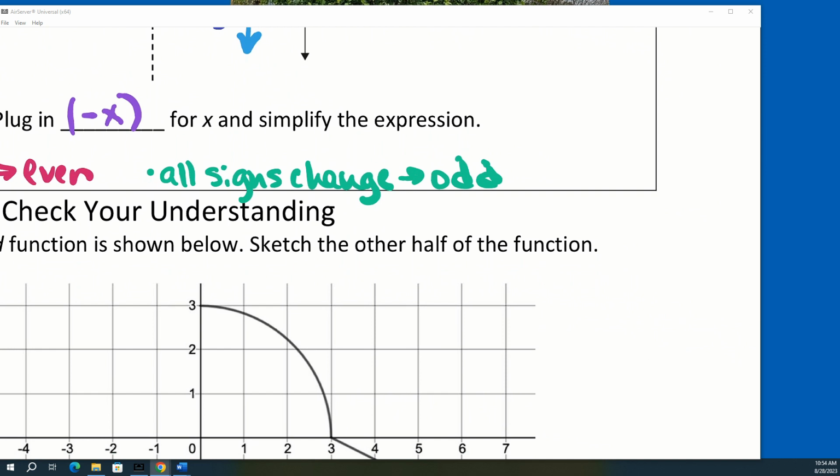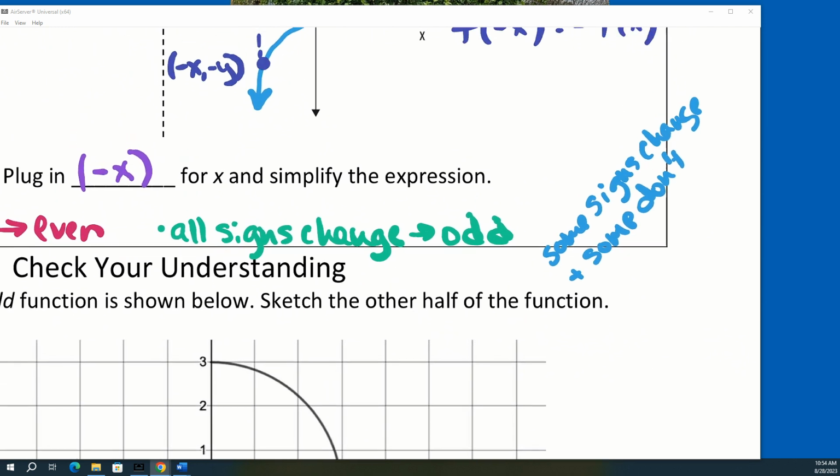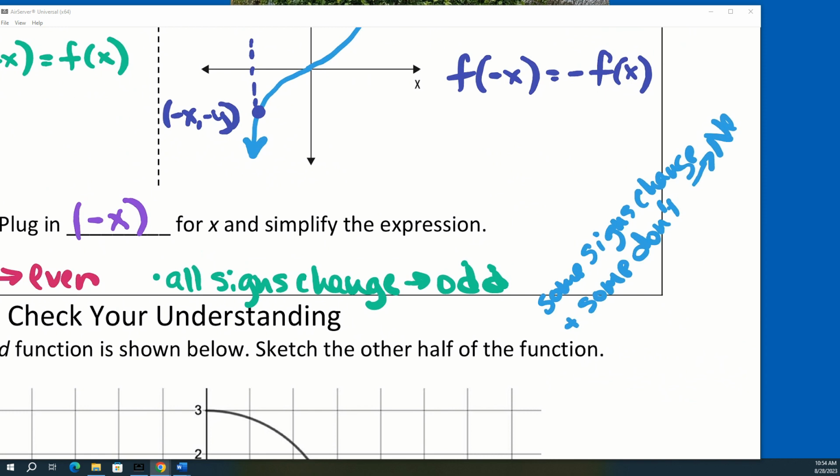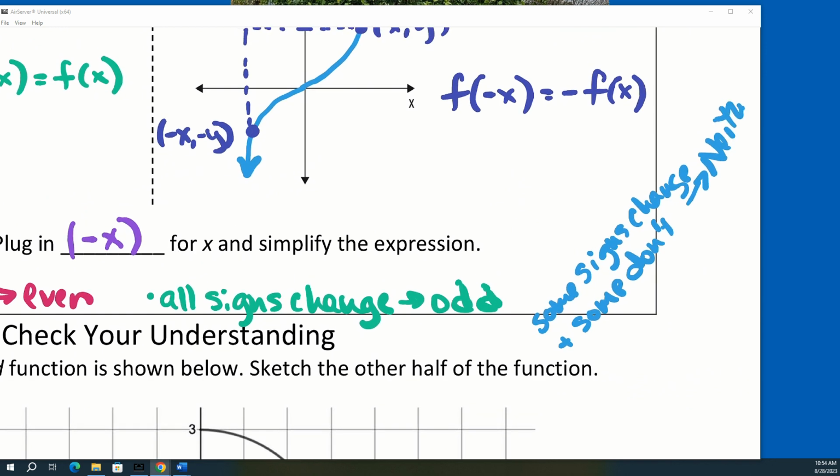All right, and then I didn't give myself a lot of room. I'm going to write it slanted. So, if some signs change and some don't, then that's going to be neither. And a whole lot of functions are neither. An infinite number, actually. An infinite number of all are even and odd. But don't be surprised if it's neither. It's fine. Even and odd are special functions.